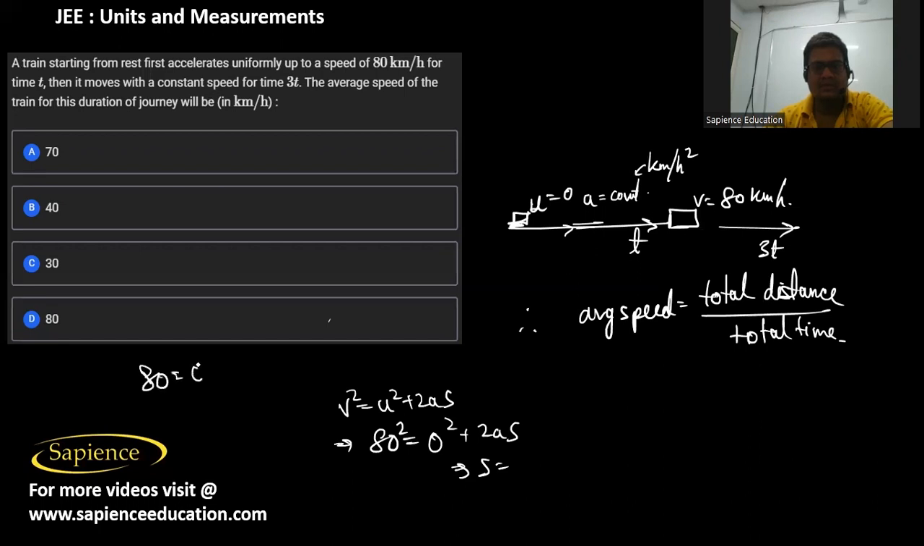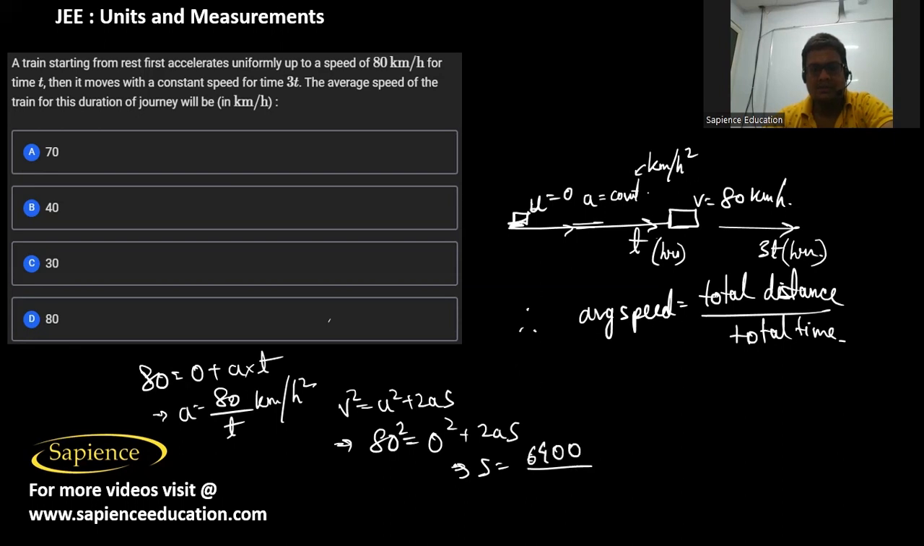v equals u plus a into t, so 80 = 0 + a t. That means acceleration will be equal to 80 by t kilometer per hour square, where time is given in hours. So displacement will be equal to 80 square by 2a, that is 6400 divided by 2a, so it is 2 into 80 by t.